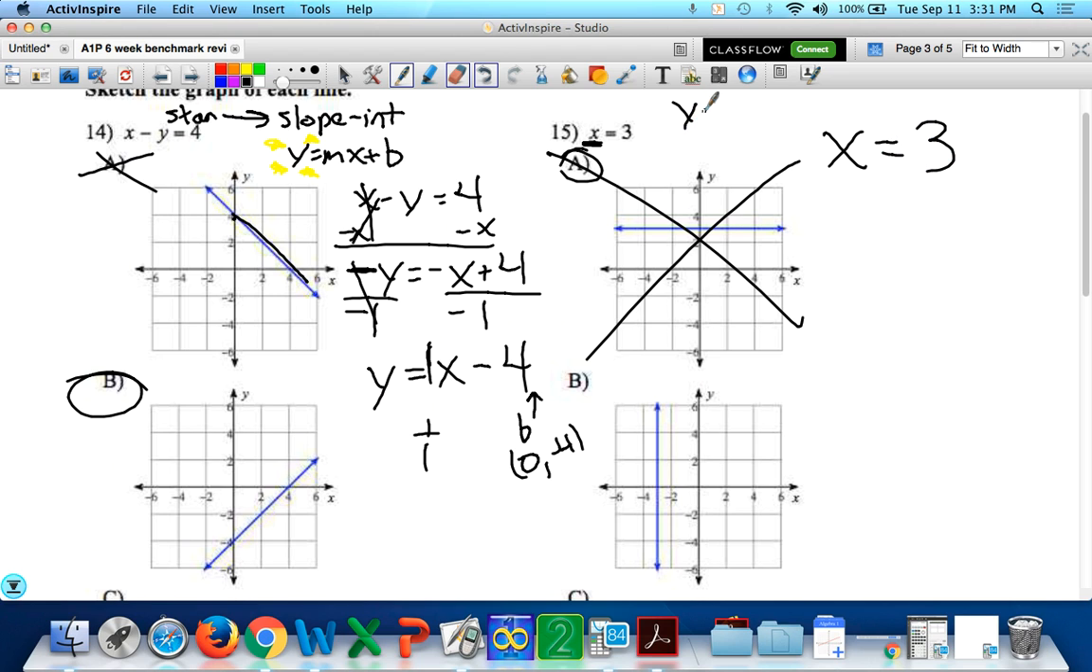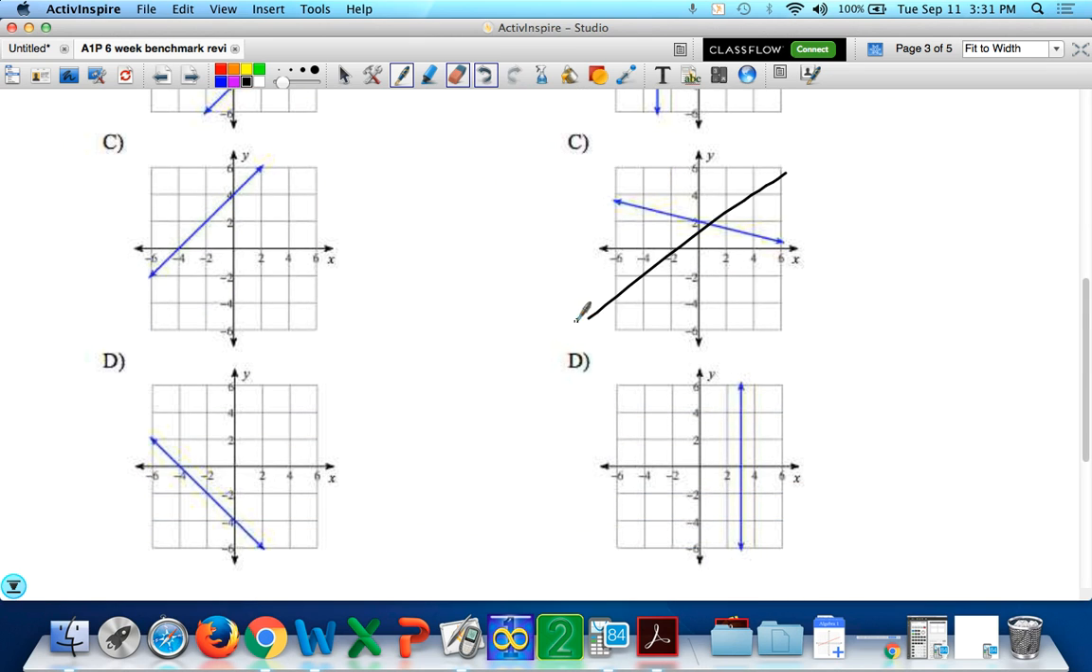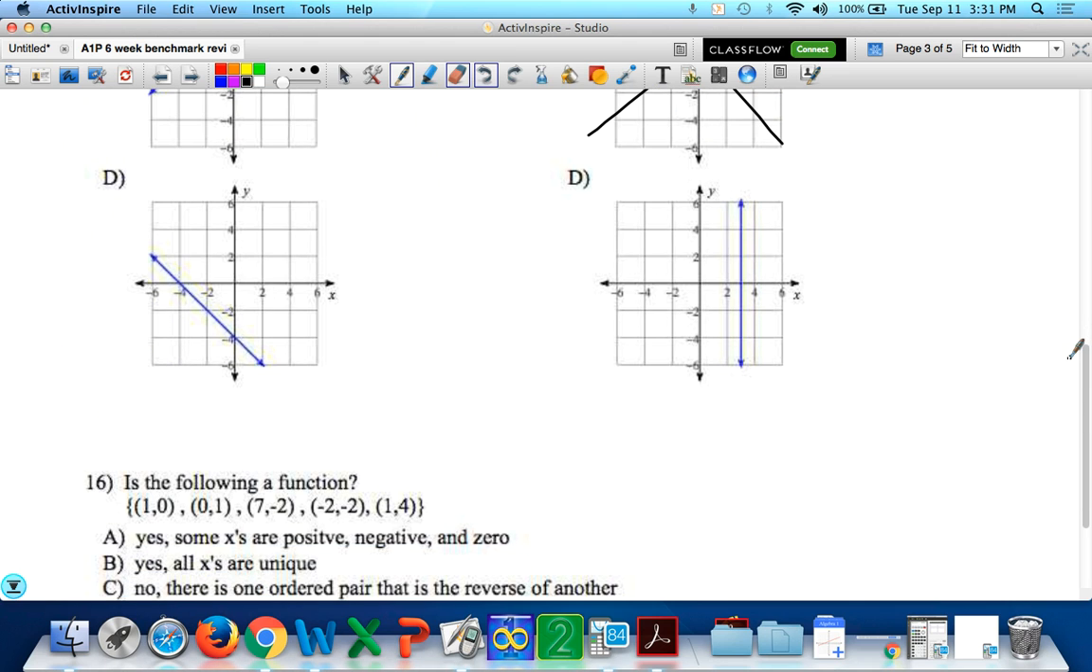Y equals a number is a horizontal line. X equals a number is the opposite. It's a vertical line. And particularly, this is a vertical line at positive 3. Well, there's a vertical line, but this is at negative 3. This line's just doing all kinds of weird stuff. We're not even anywhere close to that. D has to be our answer.